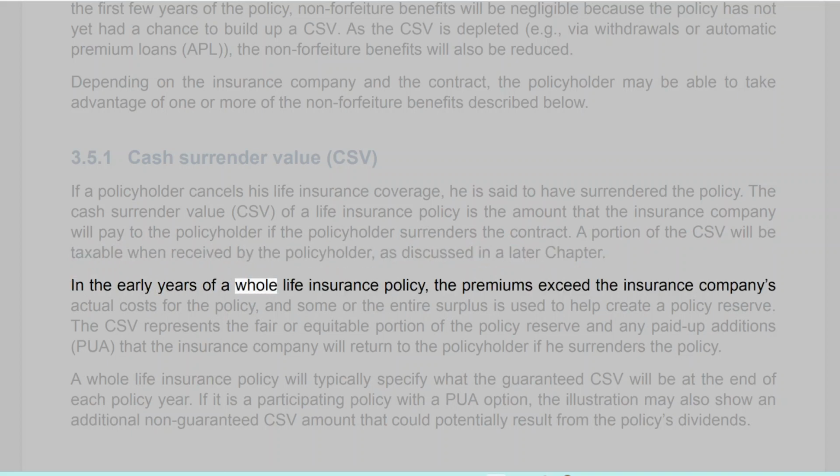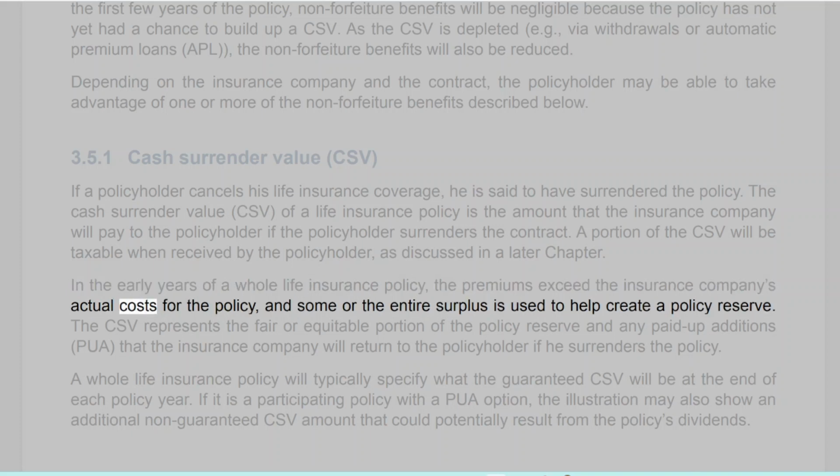In the early years of a whole life insurance policy, the premiums exceed the insurance company's actual costs for the policy, and some or the entire surplus is used to help create a policy reserve.